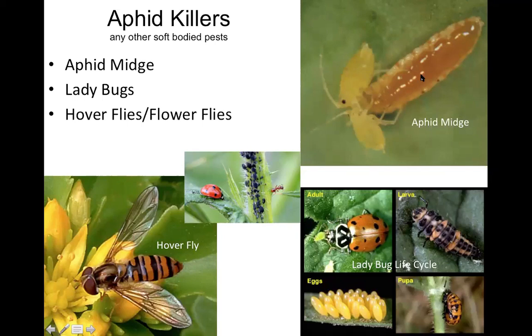Also aphid midges. If you see a bunch of aphids and a really long looking thing that's eating the aphids, keep that there. Hoverflies are real tiny. You probably won't see them, but a lot of flies are very beneficial. So leave those flies alone.